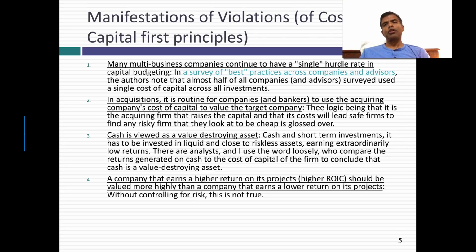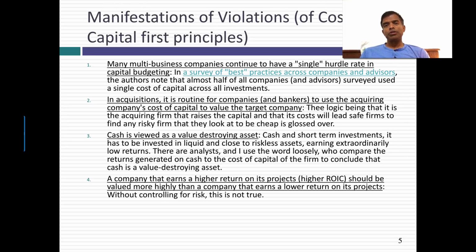Here's a second and a very common example. In an acquisition, the acquiring firm has to value the target firm, right? Now to value the target firm, you need a discount rate, a cost of capital. In more than half of all acquisitions, do you know that the acquiring company uses its own cost of capital to value the target company? Why? Because it thinks of the cost of capital as a cost of raising financing. They say, look, we raise money at 8%. That's the money we're using to buy the target company.